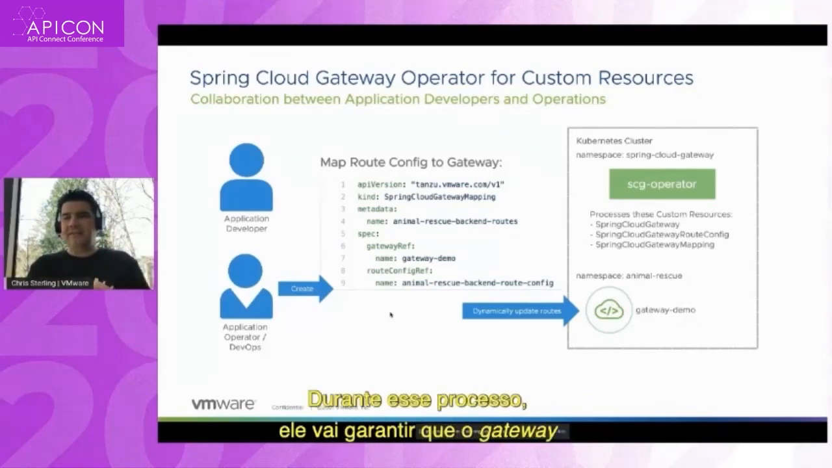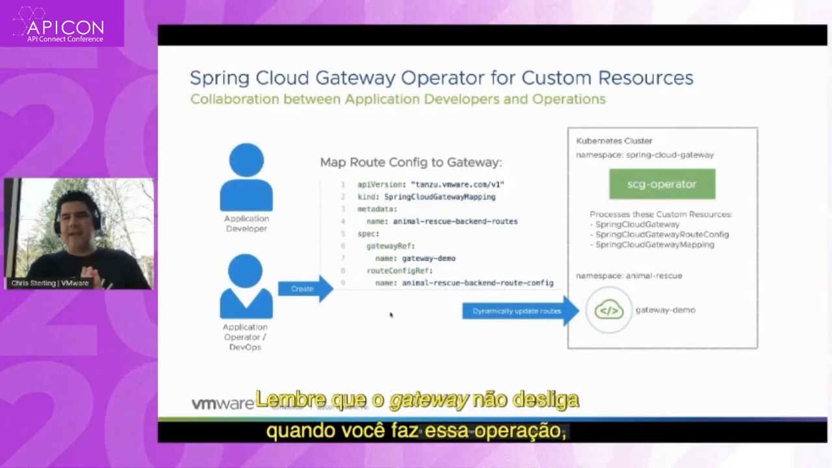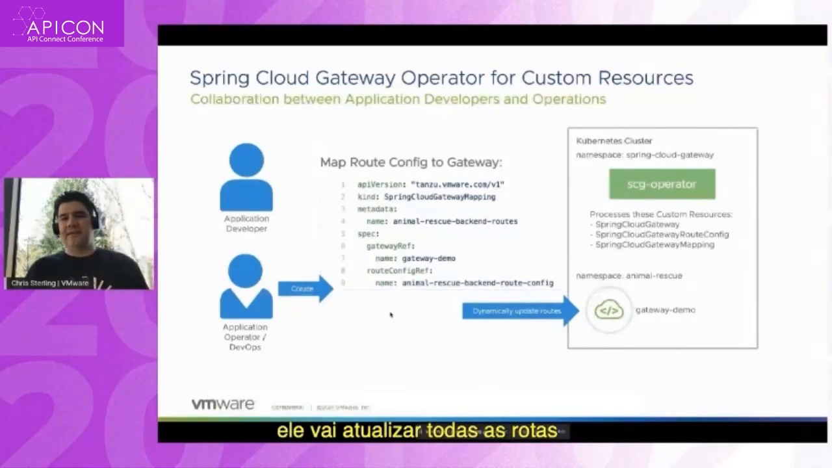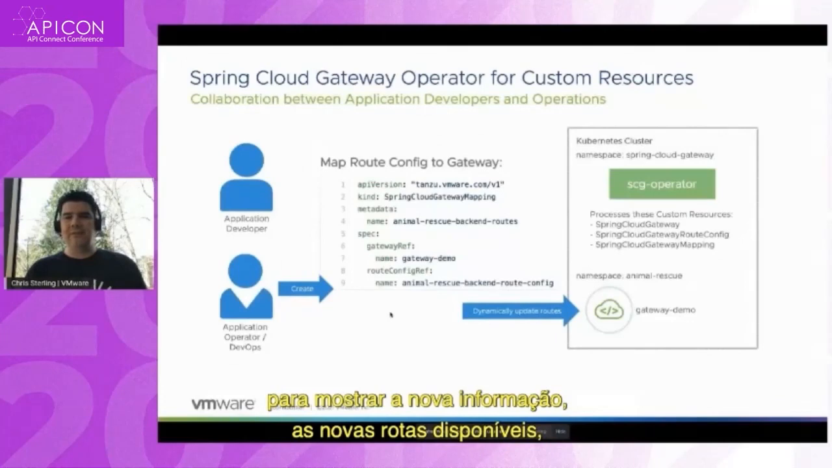During this process, it's just going to make sure that the gateway gets dynamically updated. Remember that the gateway itself never goes down when you do this operation, but as it processes the information from that route config, it'll update all of its routes to show the new information, the new routes that are available for the users, the consumer API developers, to use.